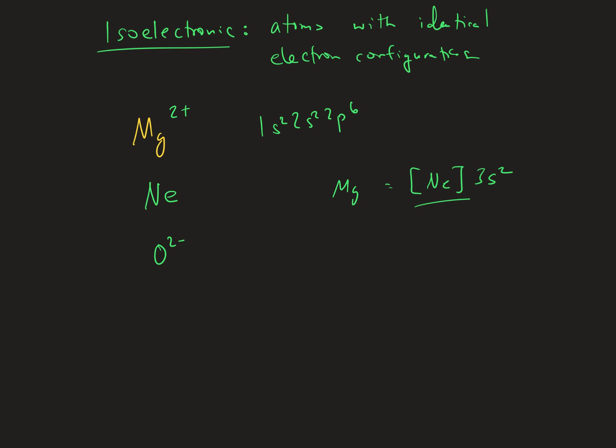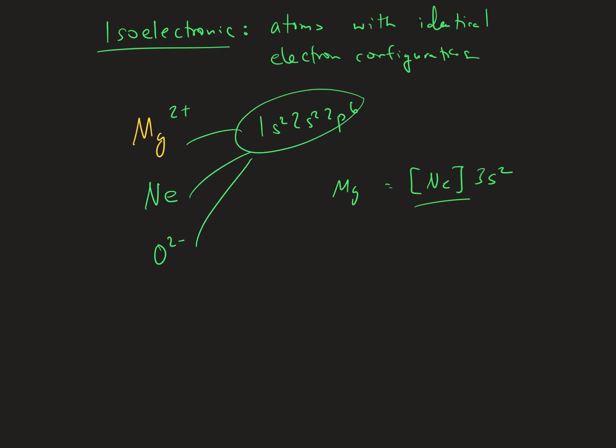Yeah, Quinn. So, just to see if I'm synthesizing this right in my brain, the ions of magnesium and oxygen are going to have the same electron configuration as neon. That's right. These are all the same.